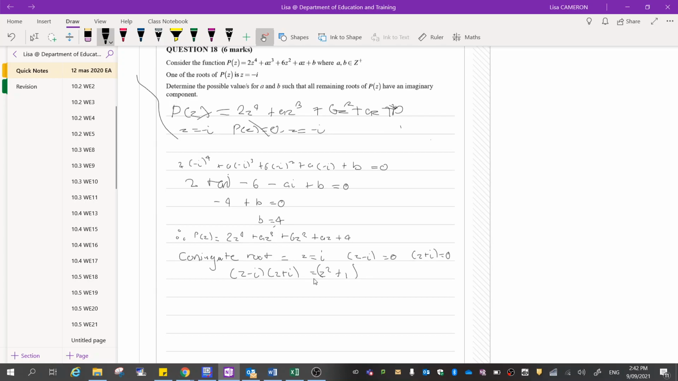Now, what we can do with this new factor here is factorize the original polynomial that we have on the top. So, therefore, P of z is equal to this factor we just found here, z squared plus 1, times something. And now it just comes to the tricky part of trying to match up with our original polynomial here.